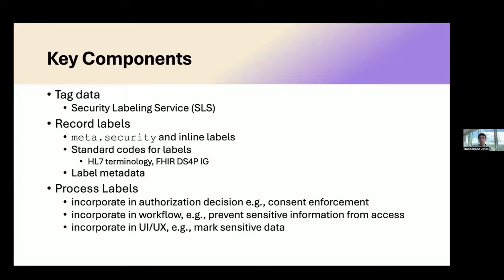And then on the other hand, we have the consumption of labels, basically how we process the labels. So the first and foremost is to incorporate the labels into an authorization decision. An example of that is consent enforcement. And I believe the next talk is going to be about label-based access control. I suspect some of that is going to be covered there as well. There are also other workflow decisions other than authorization that can be relying on labels, navigating or routing the data differently in a business workflow. And then at the more superficial level, incorporating labels into the user interface and the user experience. So, masking a data item or marking it with a watermark or something like that.